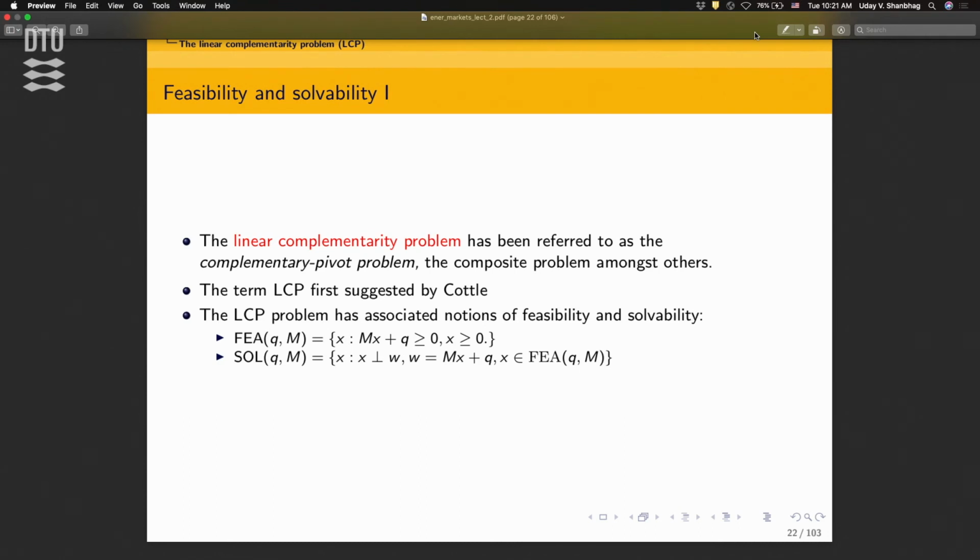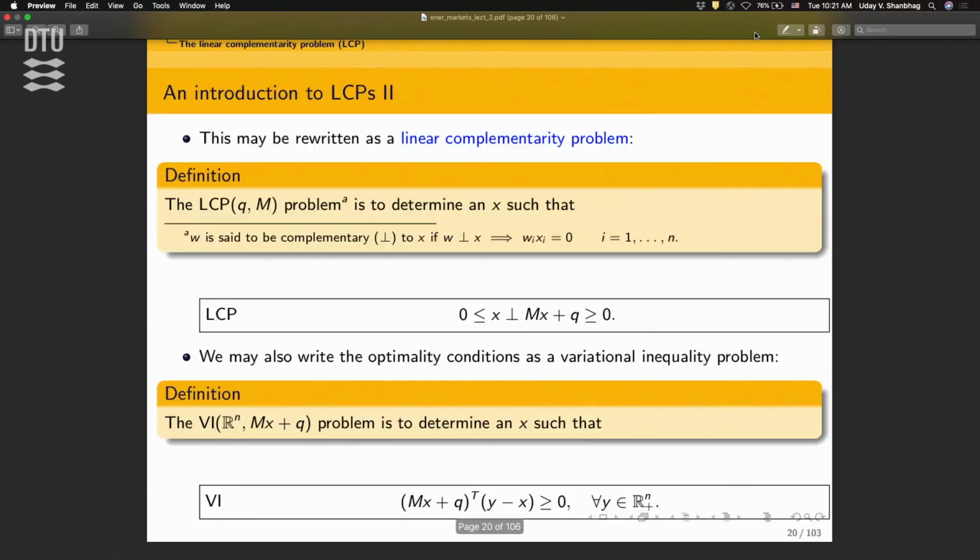I had one quick question. On the definition of the VI for LCP. Here. Is there a specific reason why you made it Rn instead of Rn plus? Oh, no. This is a typo. Sorry. It's Rn plus.